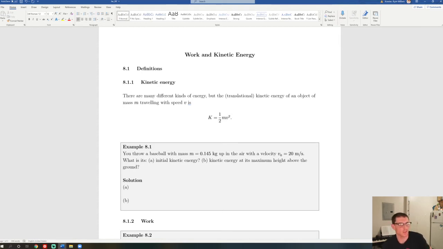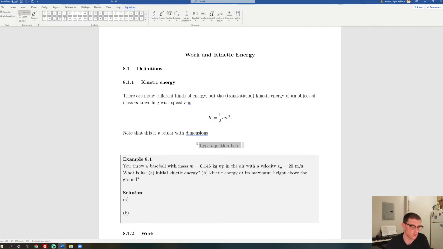So what do I always talk about immediately after I define something, right? The dimensions. So let's briefly discuss the dimensions of the kinetic energy here. Note that this is a scalar, right? We've been dealing with vectors a lot recently, so hopefully this is sort of a breath of fresh air, because in many ways scalars are nicer to deal with. And it has dimensions, so let's just do the dimensional analysis here.